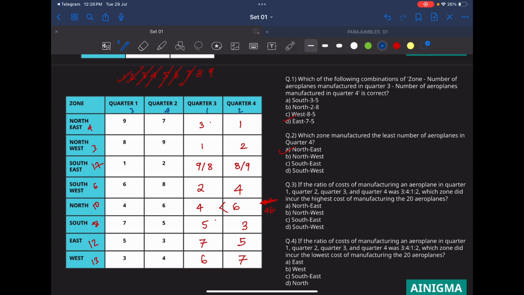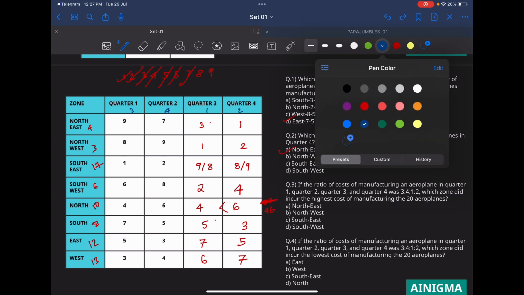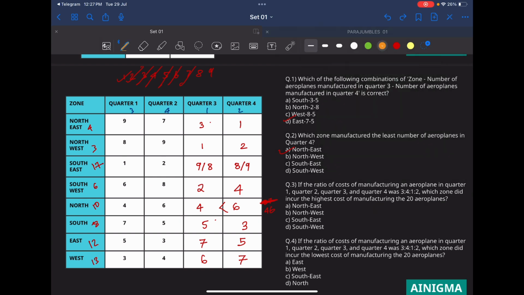Then we have: which zone did incur the highest cost of manufacturing 20 aeroplanes? Let's look at the options here. First is Northeast. So 9 threes are 27, 7 fours are 28, and this will give you the value of 3. I will write it with a different color pen because it will cause a lot of confusion otherwise. So let's go with orange. 9 threes are 27, 4 sevens are 28, 3 ones are 3 and 2 ones are 2. This would be the price of this.